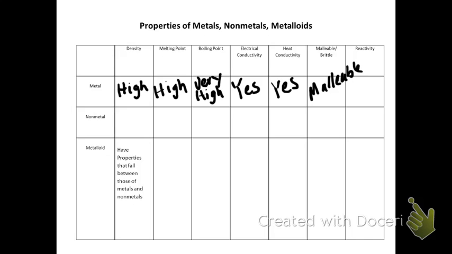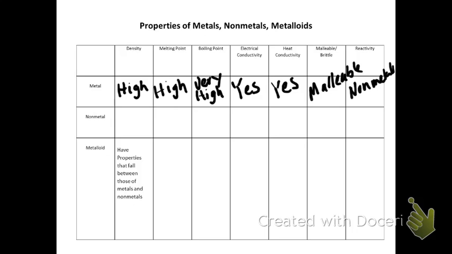Now, what exactly does it mean to be malleable? It means that the metals are bendable. They can be flexible. They can be put into any kind of shape or so forth. Be familiar with what malleable means. Metal reactivity, they like to react with non-metals. Alright, so there's some properties of metals to be familiar with.